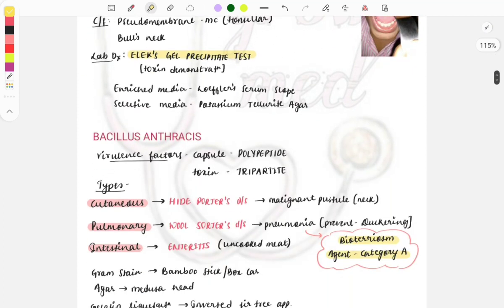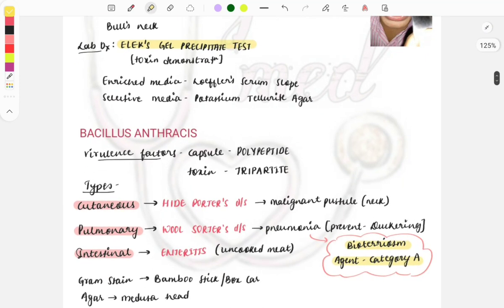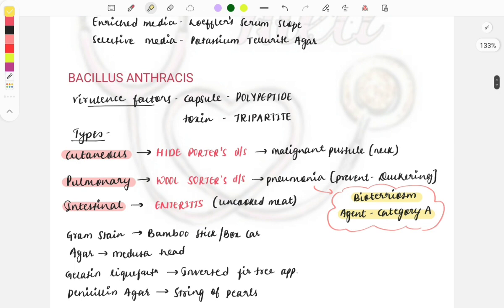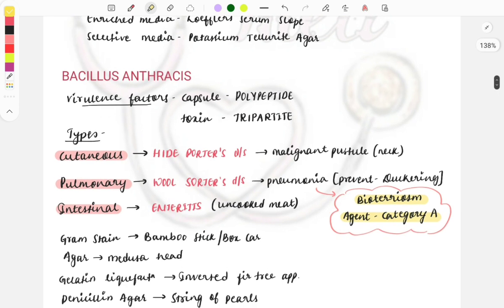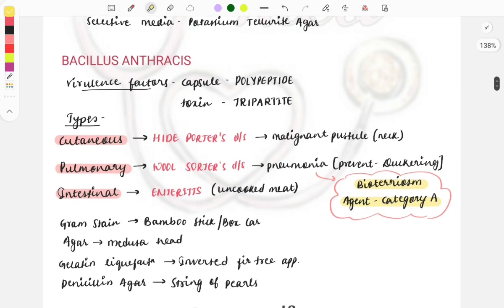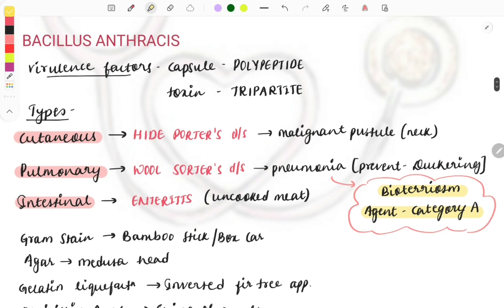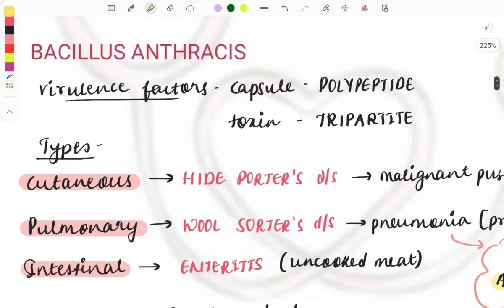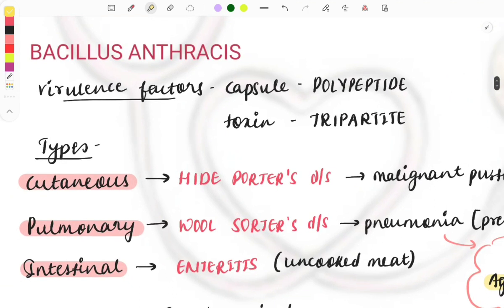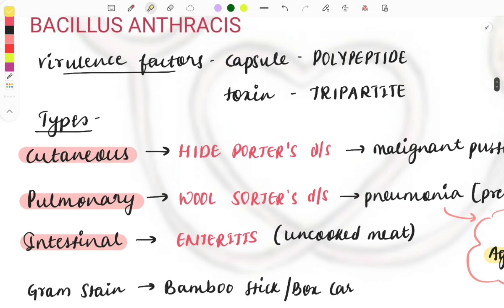Moving on to the next topic, Bacillus anthracis. So this one is also a repeat topic, and questions have been asked on this frequently. So we will look at the questions which are asked. The virulence factors are the capsule and the toxin. The polypeptide present in the capsule will be acting as a virulence factor, and the tripartite toxin will be acting as a virulence factor.